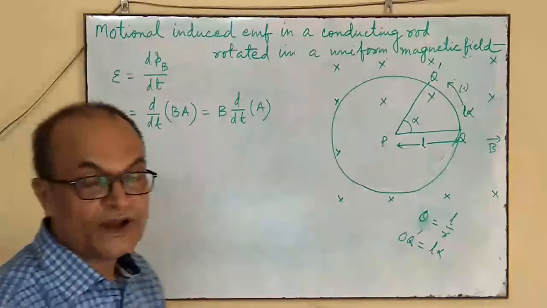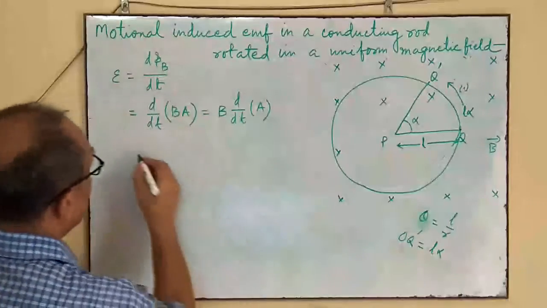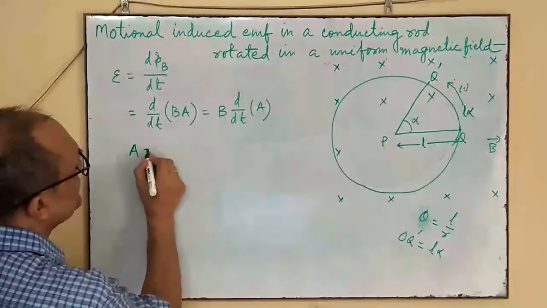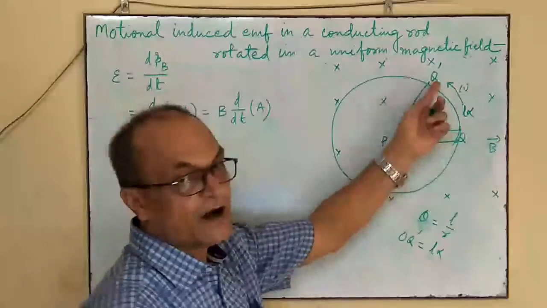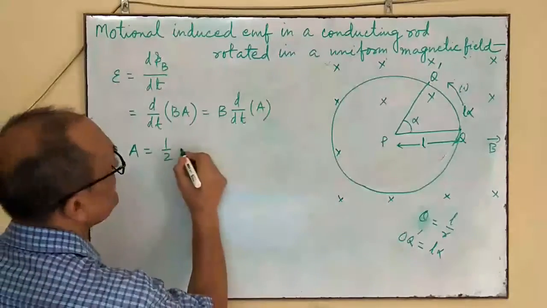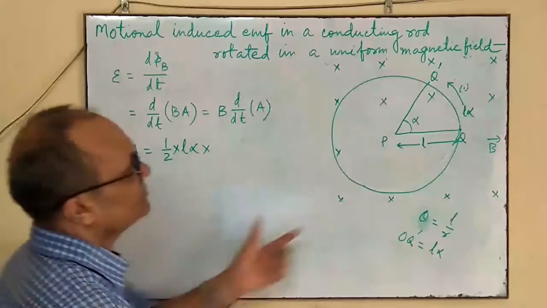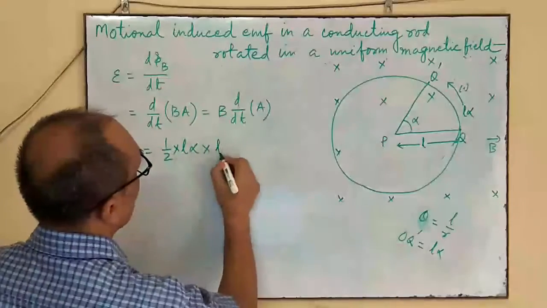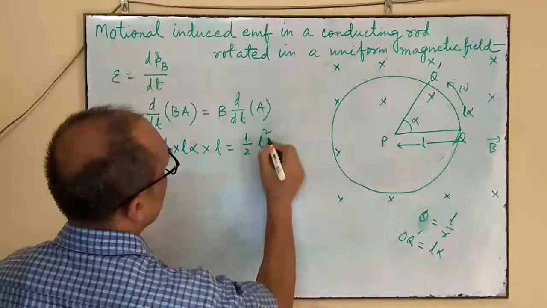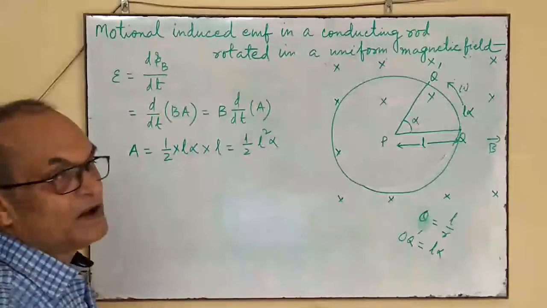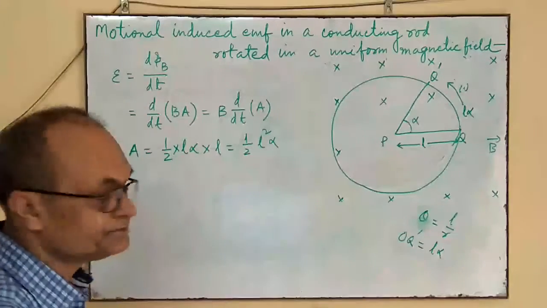Now we are going to find out the value of A. The area of the closed loop will be equal to half into this arc, L alpha, into L. This will be equal to half L square alpha. Now we will put this value in this equation.